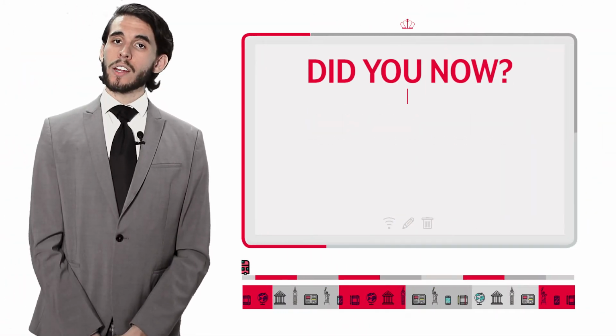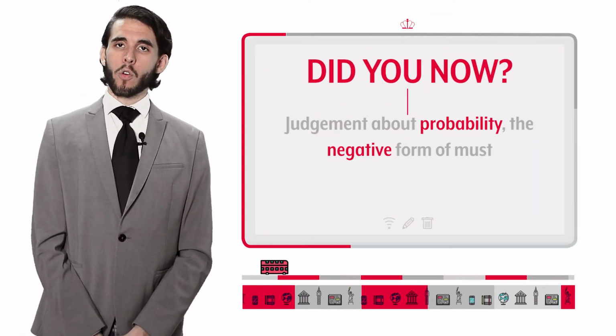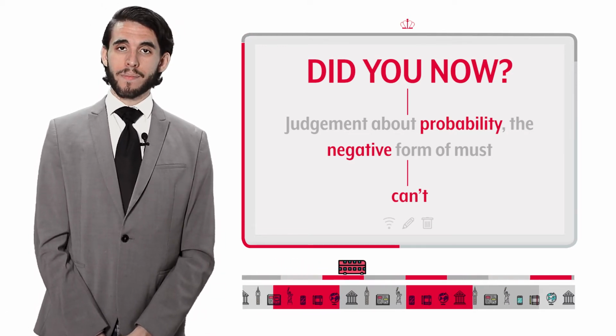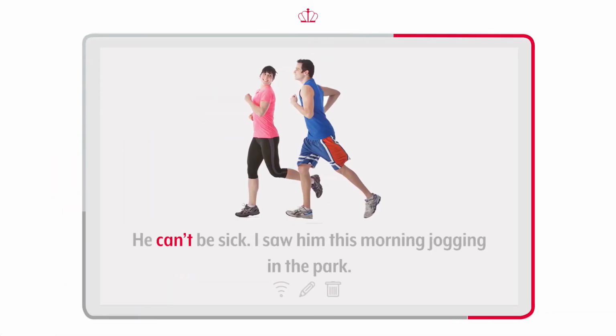Did you know? In a judgment about probability, the negative form of must is can't. It is impossible for something to happen. He can't be sick. I saw him this morning jogging in the park.